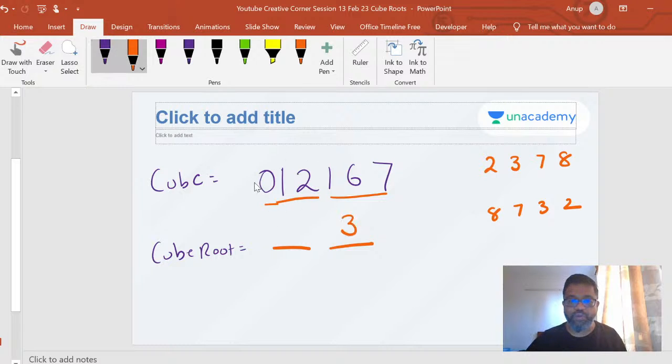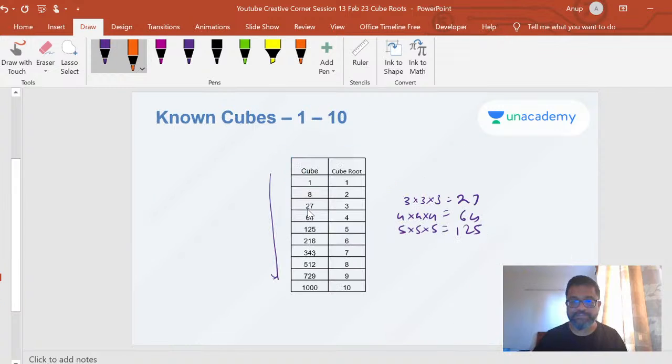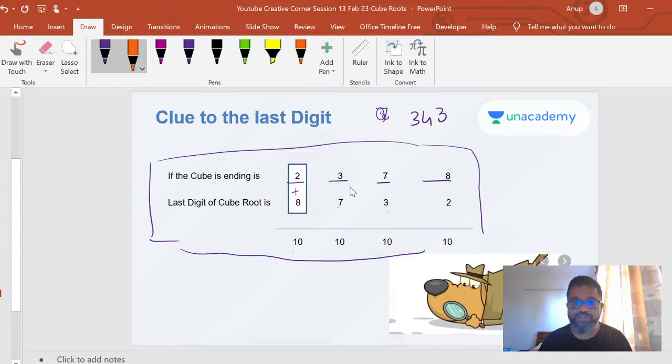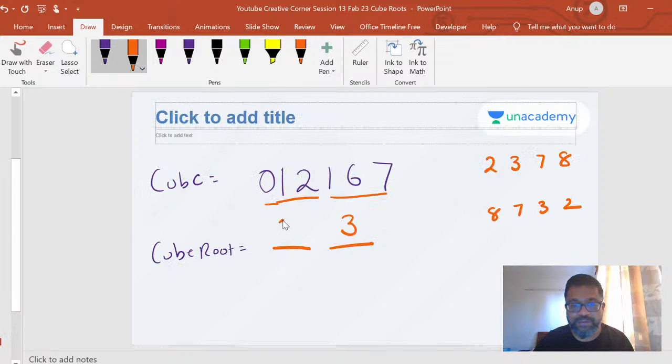Now how do you find out the first digit? Now you focus on 12. You need to see where this 12 comes. 12 falls in between 8 and 27, right? 12 falls between 8 and 27. So go and choose the smaller side. What's the cube root? 2. So that's it. Your answer here is 23. 23 is the cube root of 12167. You can check it in your calculator also.